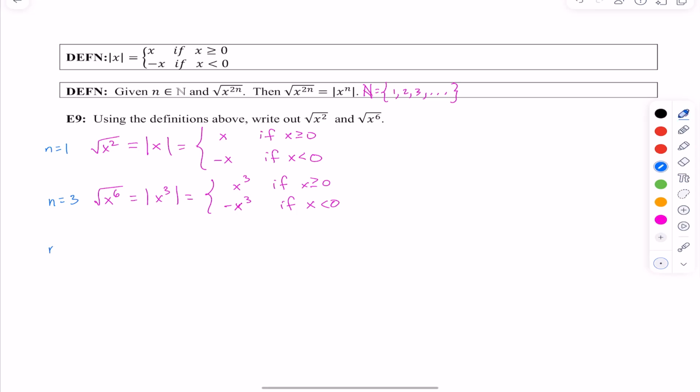If you're wondering how you would continue this pattern, you would actually write n equals 5, and you will evaluate the square root of x to the 10th, and so on and so forth. The next n value would be 7, the next n value would be 9, the next n value would be 11, and you would continue writing out these piecewise definitions. Let's go ahead and look at the next example.